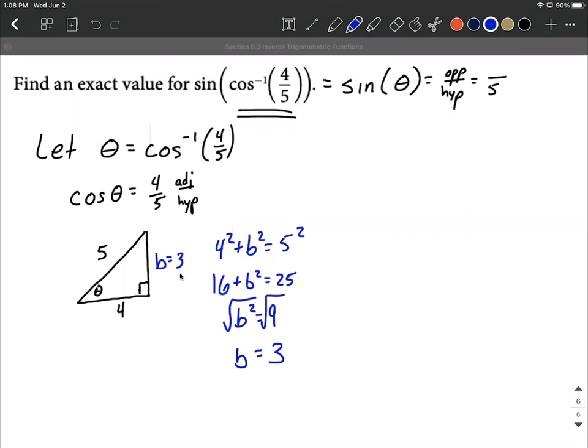All right, now that we found that, I'm going to go ahead and just plug in our opposite side up here. And now we've evaluated it. So our overall exact value is going to be 3/5.